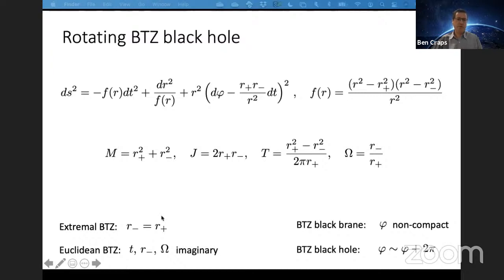What will be important for what follows is that if you want to look at the Euclidean continuation of this geometry, of course, you rotate t to imaginary values, but then you also have to rotate the angular potential to imaginary values to keep the metric real. And that you can do by choosing the inner horizon radius r- to be purely imaginary. So this metric can describe either a BTZ black brane if the coordinate phi is taken to be non-compact, or a black hole if you take it to be compact, and both versions will appear in this talk.